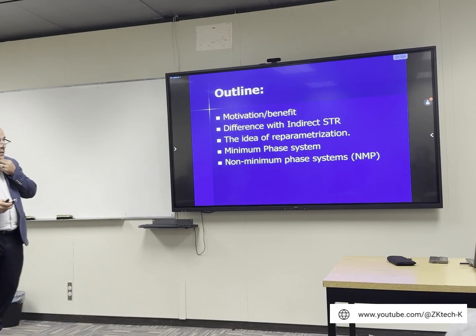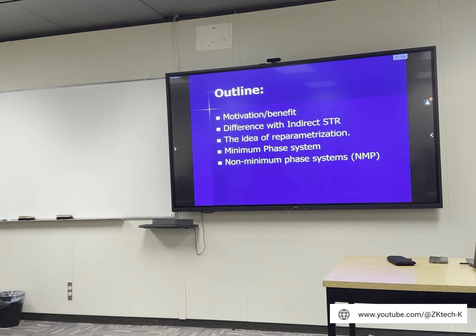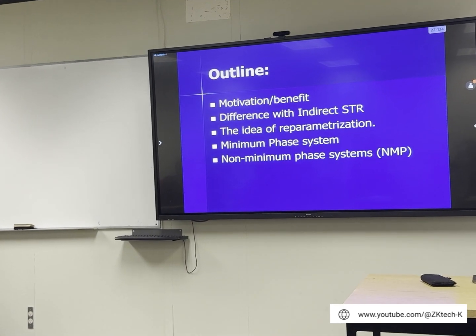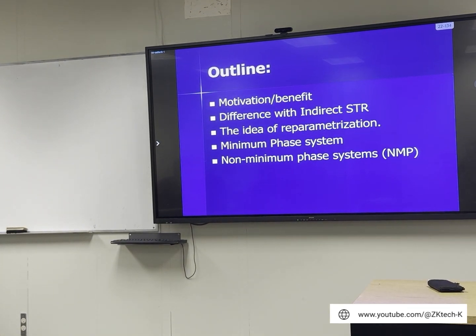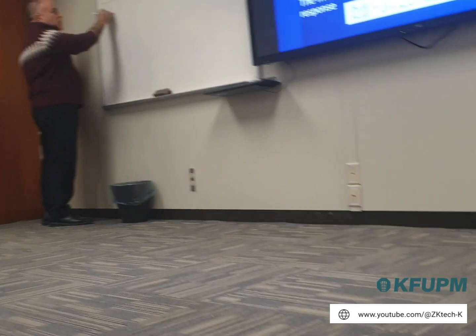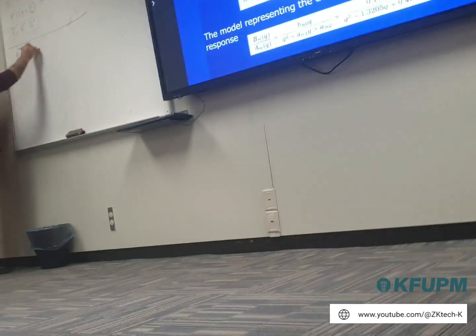Then we see the idea of how to parameterize the system and the difficulty that comes out of parameterizing the system. And there are two cases, the same way that we did it before: minimum phase system and non-minimum phase system. We consider B, which is equal to B plus times B minus.